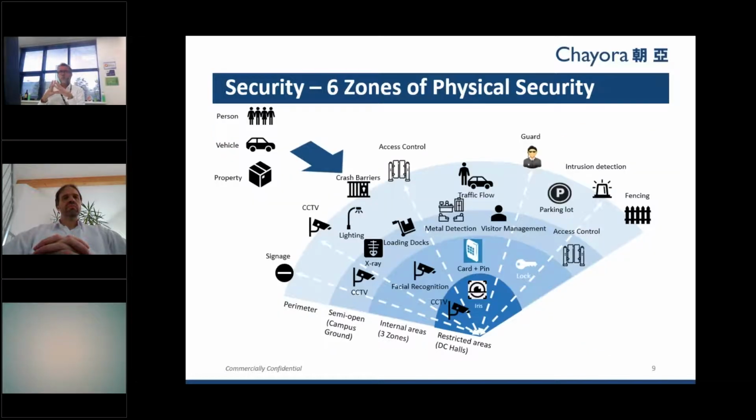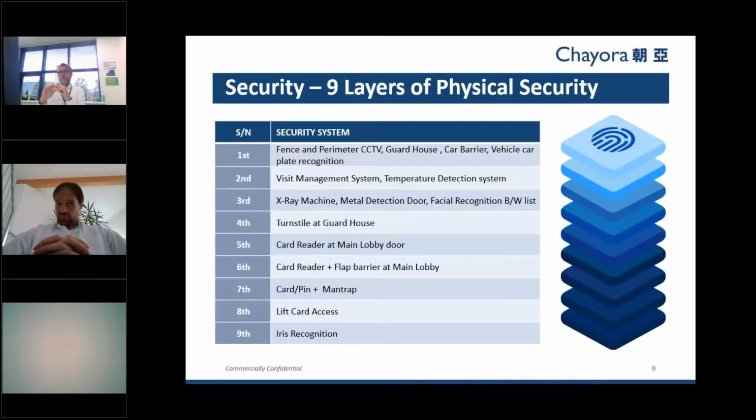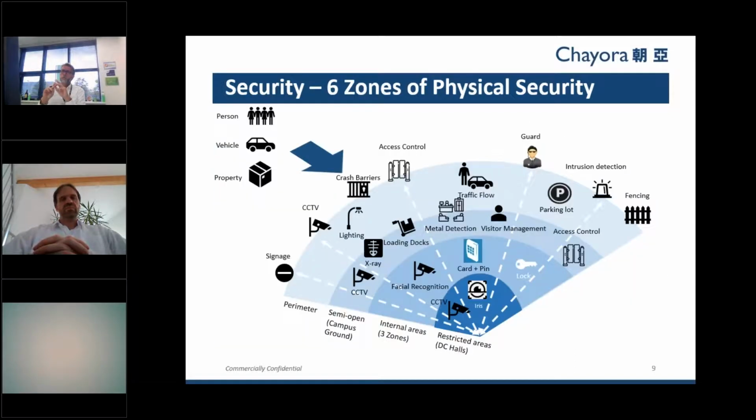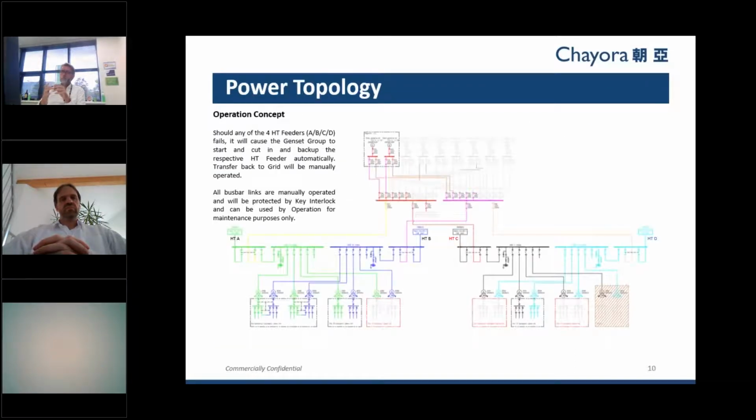So that's another aspect. It's just showing it in more of a graphical form. You know, there's 6 zones, sorry, and 9 layers. Yeah, thanks, AC. So I'll hand over to AC. AC, we're on the power topology piece now. If you just want to quickly go through that.